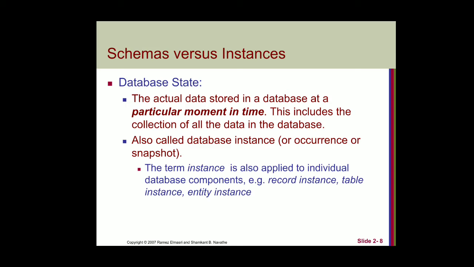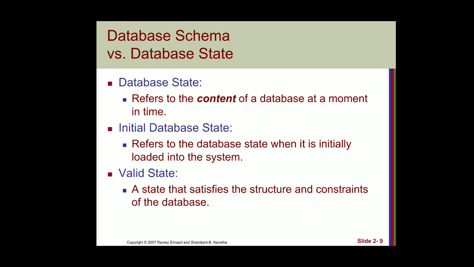The term instance is also applied to individual database components. For example, record instance, table instance, entity instance, etc. Now we will see the difference between database schema and database state. First, let us see regarding the database state. It refers to the content of a database at a moment in time. Then, what do you mean by initial database state? It refers to the database state when it is initially loaded in the system.